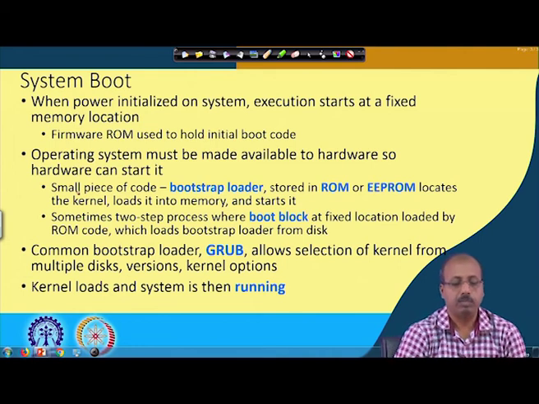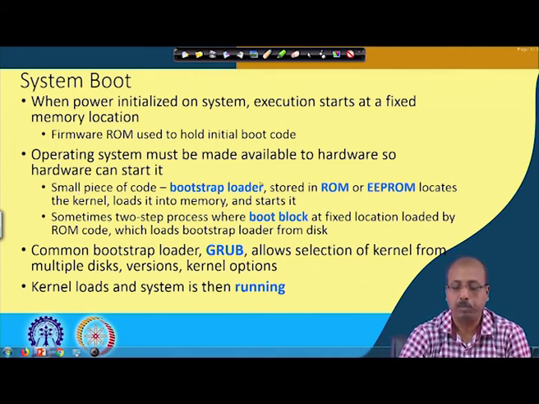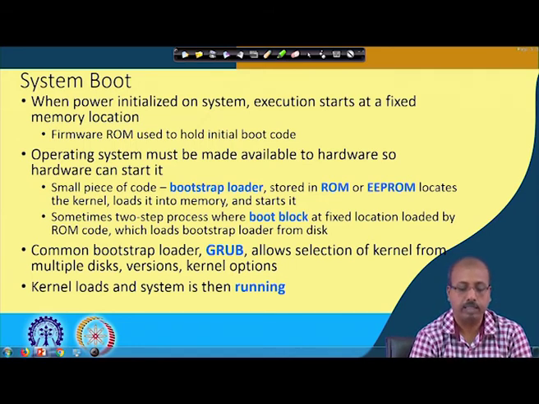The operating system should have this bootstrap loader, which loads the portion from the secondary storage into the main memory. And this bootstrap loader should always be present when the system boots. So, it is normally kept in some ROM or EEPROM, that is actually the kernel part of it. Sometimes there is a two-step process where a boot block at a fixed location is loaded by ROM code, which loads the bootstrap loader from disk.